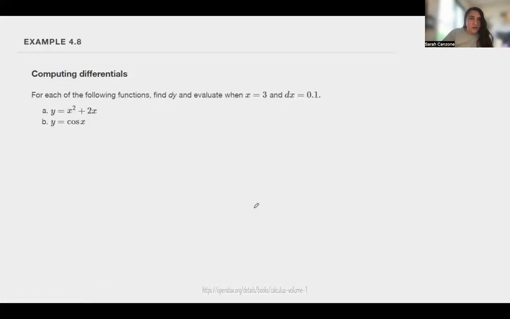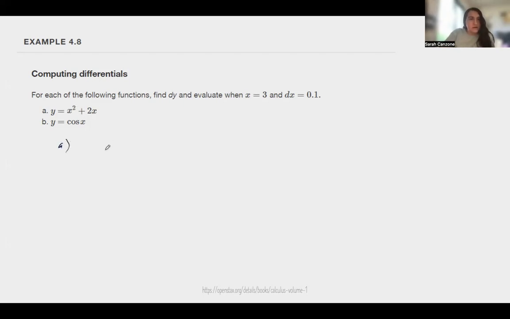All right, so let's just do a quick example. It says, for each of the following functions, find dy and evaluate when x is 3 and dx is 0.1. So all we're doing here is pretty simple. We're taking a derivative, we're multiplying the dx over, and then we're plugging something in. It's really not anything too weird or too strange. It's just moving some stuff around and plugging some stuff in.